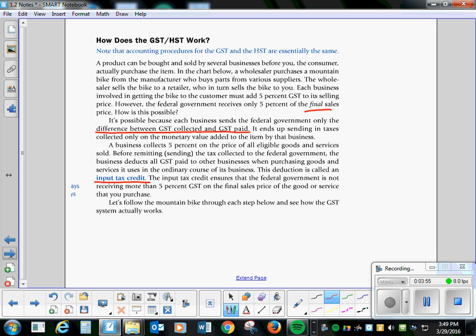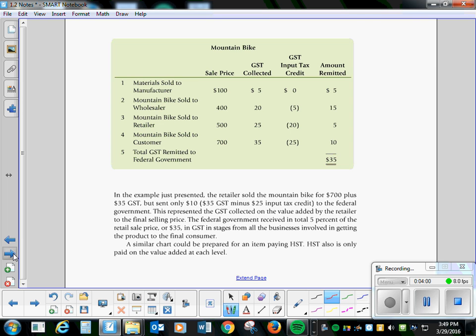So let's follow the mountain bike through each step below and see how the GST system actually works. The materials sold to the manufacturer were $100, collecting a GST of $5, and the amount remitted was $5. The mountain bike is sold to the wholesaler for $400. GST collected is $20. The GST input tax credit is $5 because that's coming from here. So the amount they're going to remit is going to be $15. Now the mountain bike is sold to the retailer for $500, and you can continue on there.